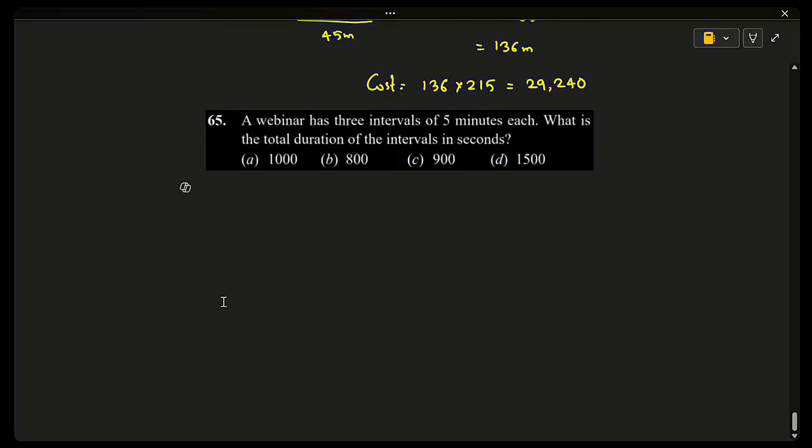A webinar has 3 intervals of 5 minutes each. What is the total duration of the intervals in seconds? They said 3 intervals. Each is having the duration 5 minutes. But they are asking everything in seconds.